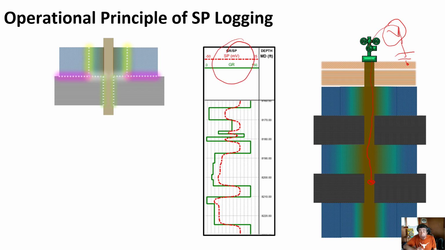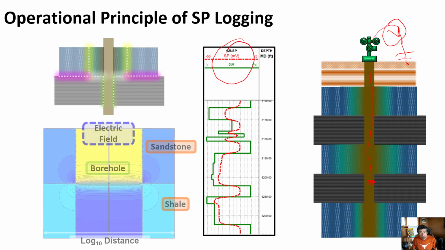It's an electrical potential measured in millivolts. It has a polarity, it could be plus or minus, and it has to be interpreted in combination with the gamma ray log. And why is it that we measure an electrical potential?